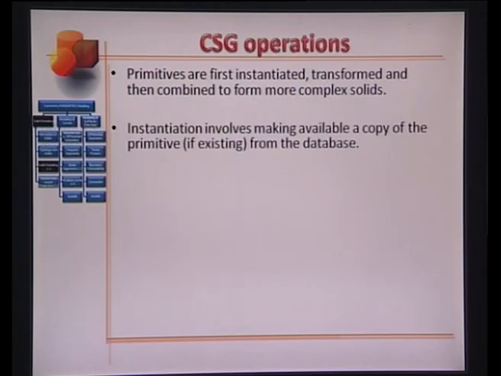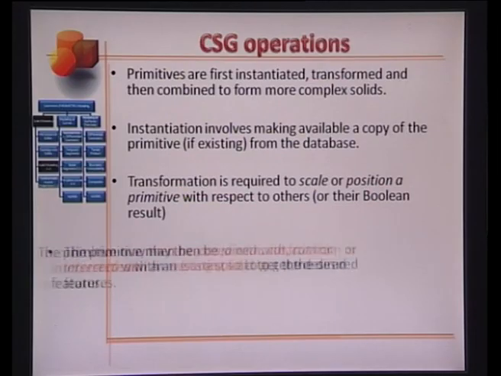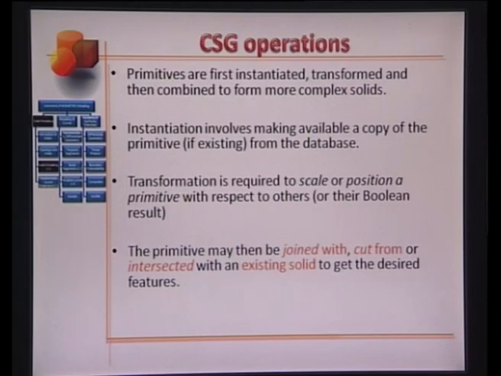Instantiation involves making available a copy of the primitive from the database. I'll explain this step to you later. Transformation is required to scale or position a primitive with respect to a few others which are there available in front of your screen. The primitive may then be joined with, cut from, or intersected with an existing solid to get the desired features. These are the set operations.